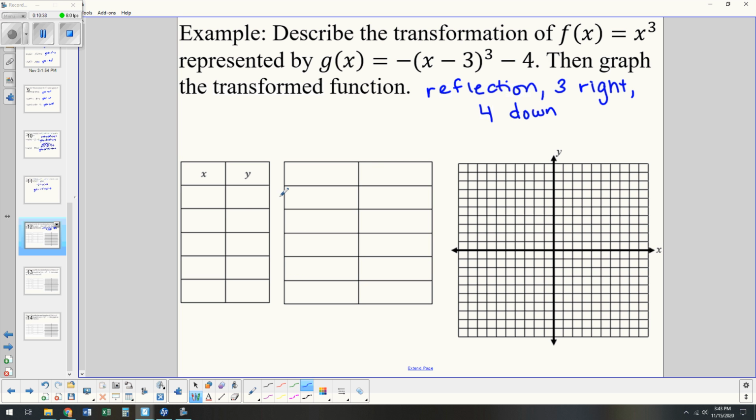So now we're going to make our tables of values. We'll still pick -2, -1, 0, 1, 2. But now for my y's, I'm just not going to put 2, 1, 0, 1, 2 because that's not what my function is. My function is x cubed.